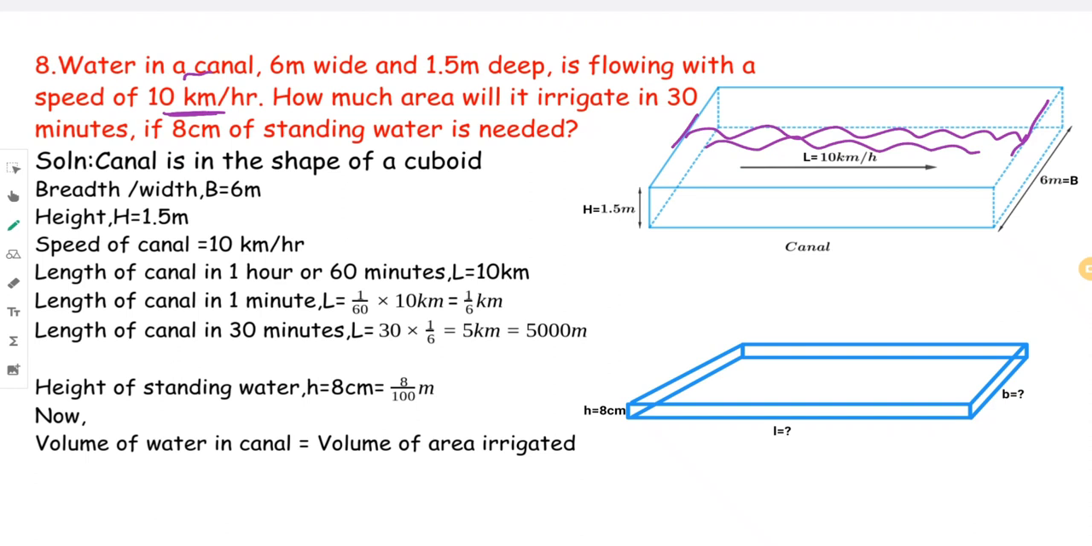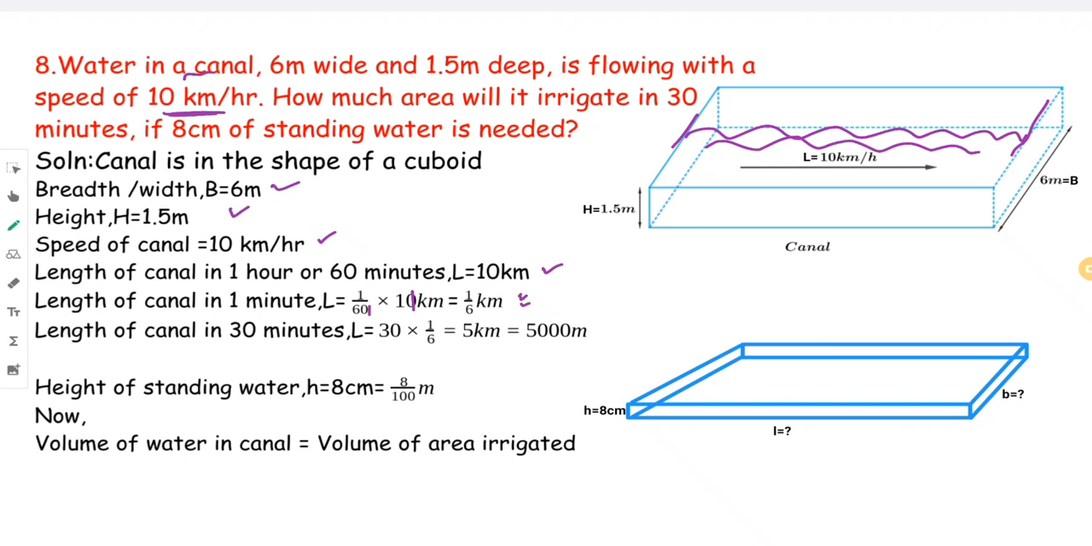Okay, so first let's find the length. So write down the given: breadth given, height given, and then like I said, the speed of the canal they've given us is 10 kilometers per hour, right? So let us find it in 1 hour. In 1 hour, pretty simple, we know that the length will be 10 kilometers. So let's find it in 1 minute. It will be divided by 60. Then you can cancel this 0 and 0. We're going to get 1 by 6 kilometers.